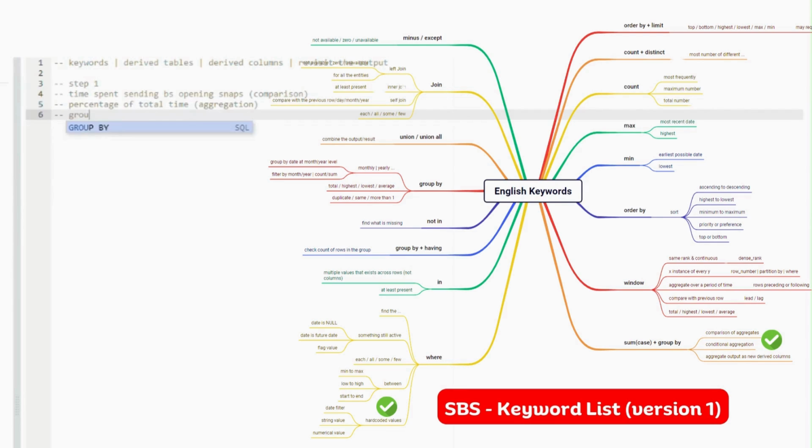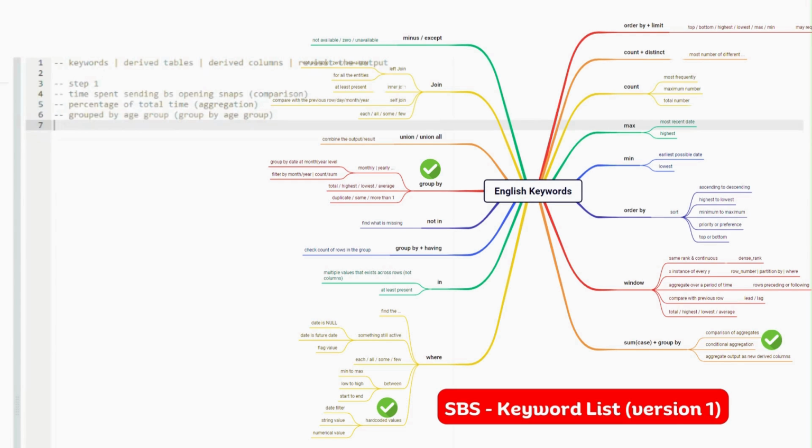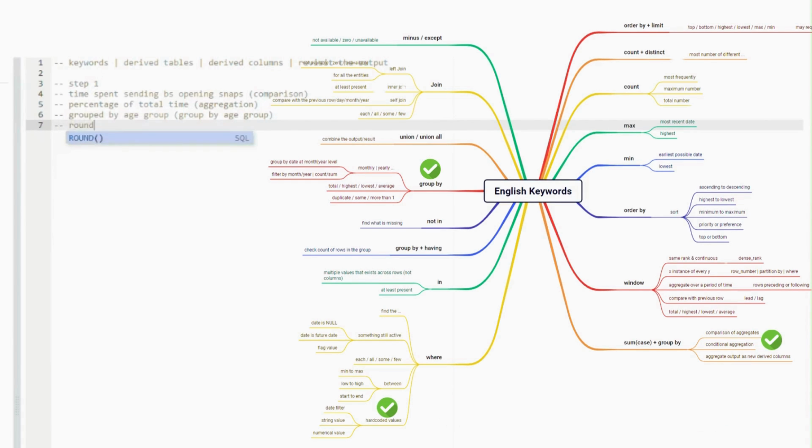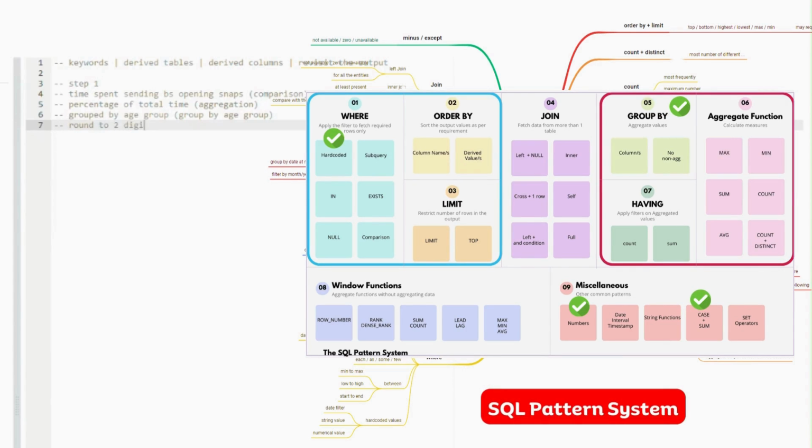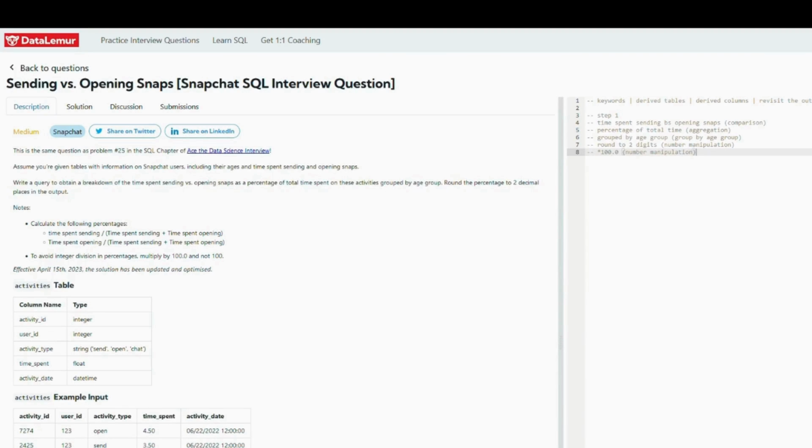Now in the next phrase, they have mentioned that it should be grouped by age group. So it clearly tells me that I have to do group by age group, or whatever is the column corresponding to age group. They also mentioned that you round it to 2 digits, so I have to do some number manipulation. And there's one more piece of information, that you multiply it by 100.0 decimal. So another number manipulation. So these are all the keywords in the question. It's a really small question.